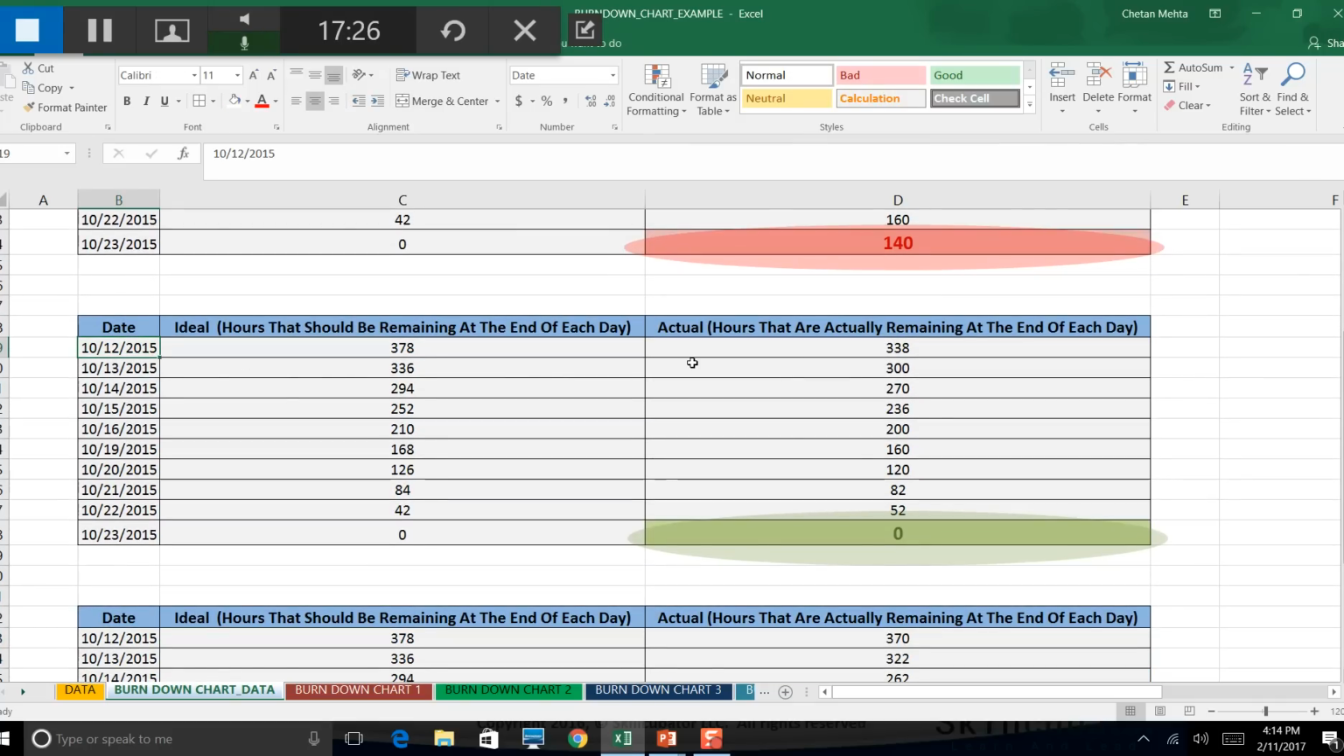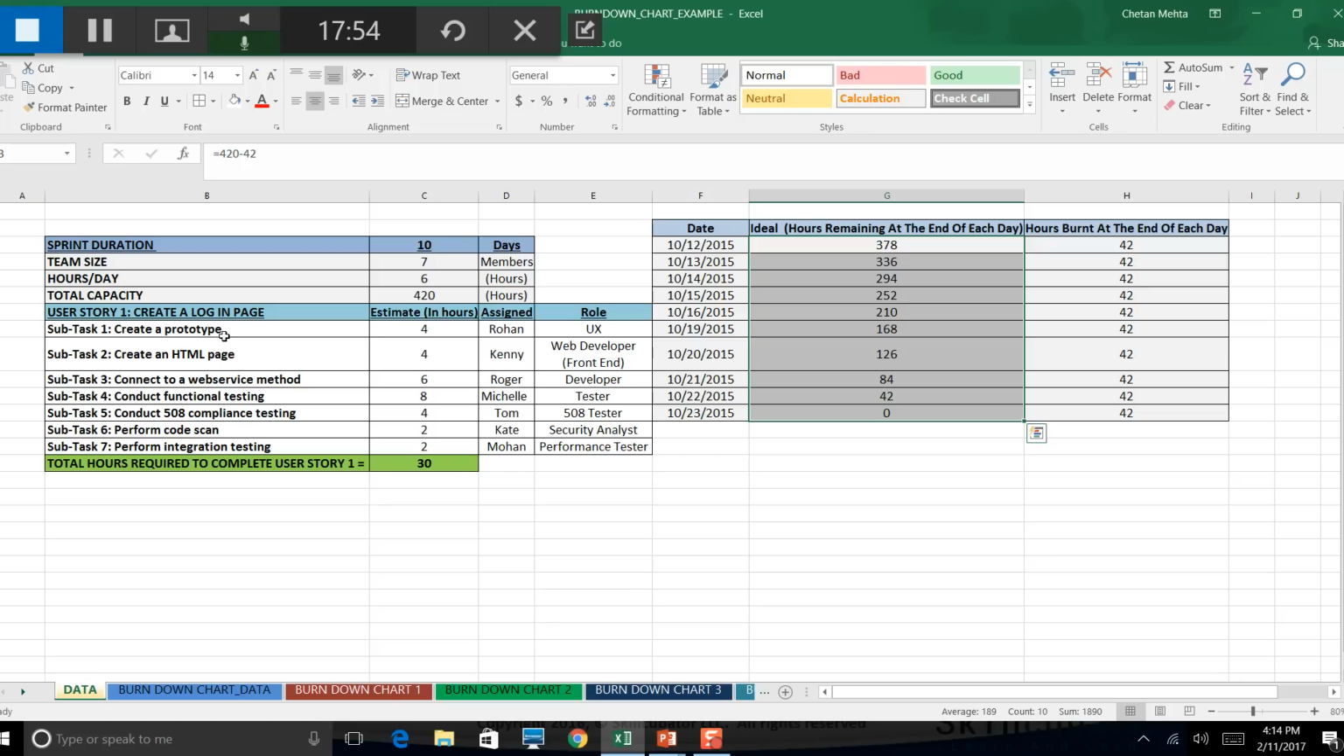Now let's see when everything works as per the plan and you are able to meet the sprint date. So here these figures are not changing. This data is not changing. It's exactly the same. It's an ideal burn rate, wherein every day you are supposed to burn 42 hours against all the subtasks which the team identified here.